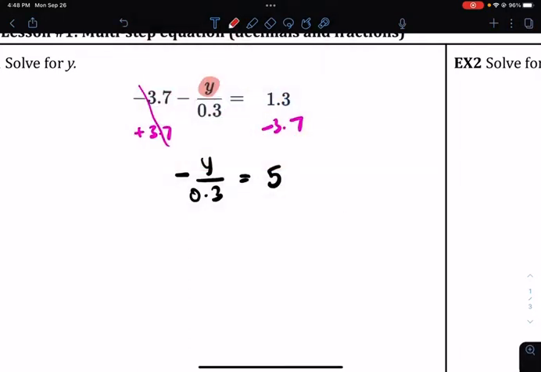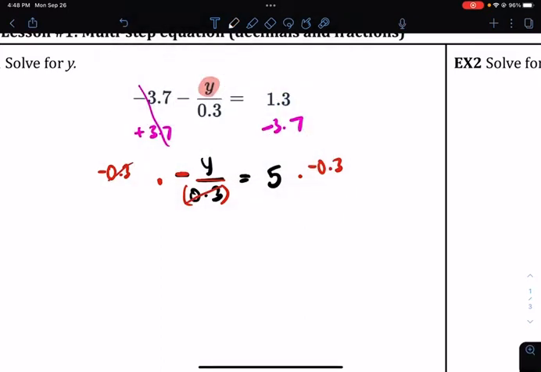Now because we have 0.3 here in the denominator, and we want to get rid of 0.3, and this over means division, right? But because this is negative, we want to get rid of the negative as well, so we can just multiply by negative 0.3, multiply by negative 0.3, and what that's going to do is change the negative into positive, and the 0.3 divides to 1.